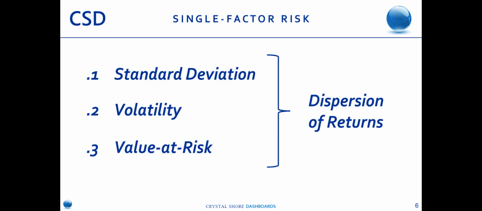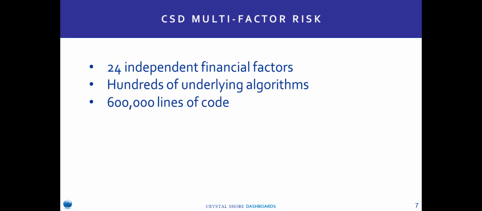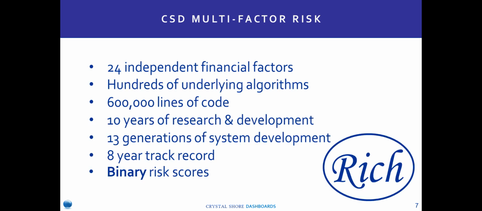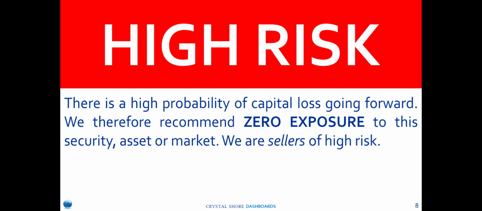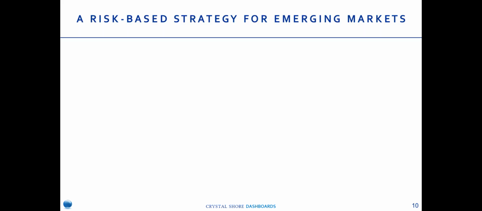Now, we learned the hard way that the standard measures of risk are just not up to the job. So we developed a systematic approach to risk that works through hundreds of algorithms. Now, the systems are complex, but the final delivery is crystal clear. High risk. There's a high probability of capital loss going forward. So we recommend zero exposure to the asset or market. Low risk. Well, now we're comfortable with 100% exposure.